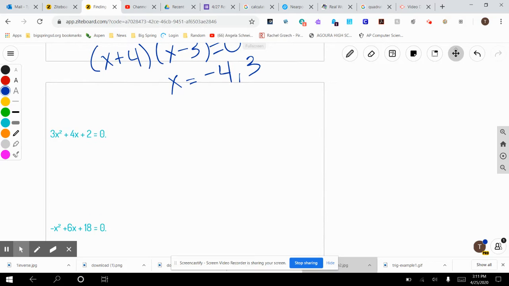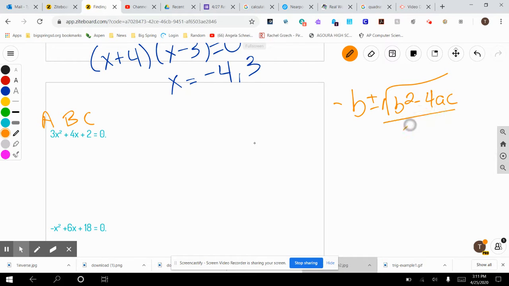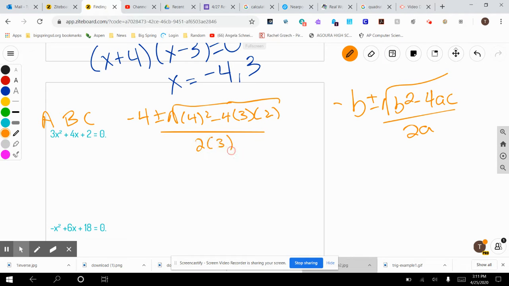So if we go down here and look at the two with the quadratic formula, again, I'm going to label my A, my B, and my C. I'm going to start using the quadratic formula: negative B plus or minus the square root of B squared minus 4AC, all over 2A. Okay, so I'm going to do negative B. So B is positive 4, so that would be negative 4 plus or minus the square root of 4 squared minus 4 times A, which is 3, times C, which is 2, all over 2 times A.